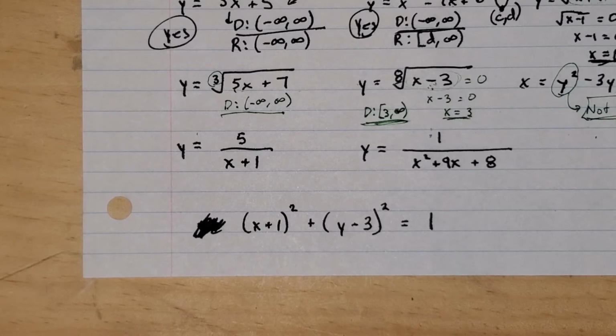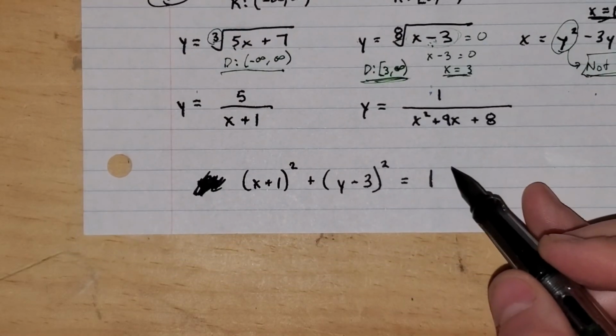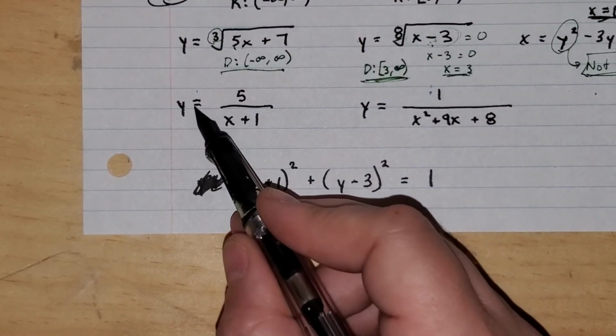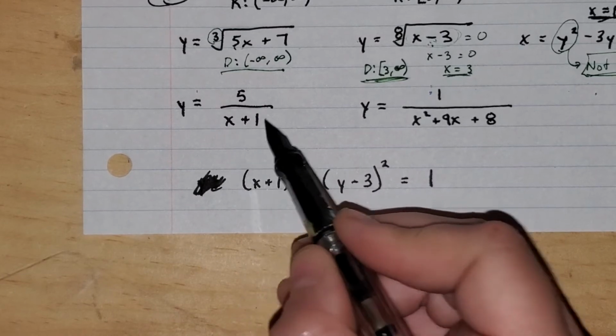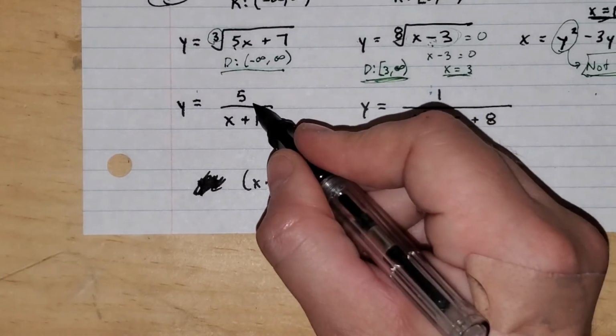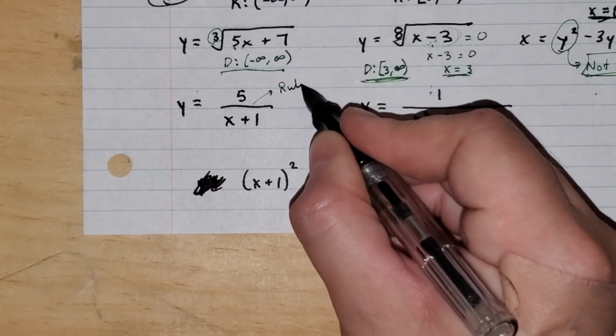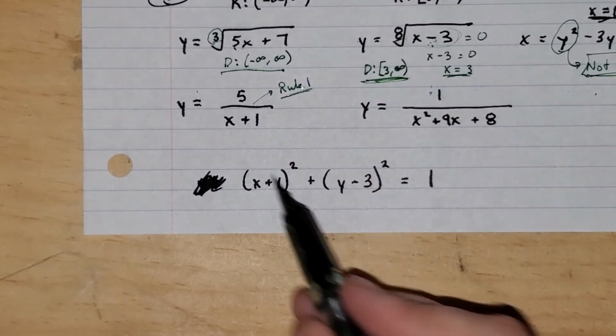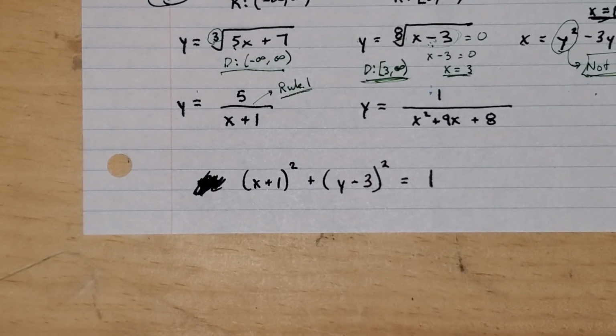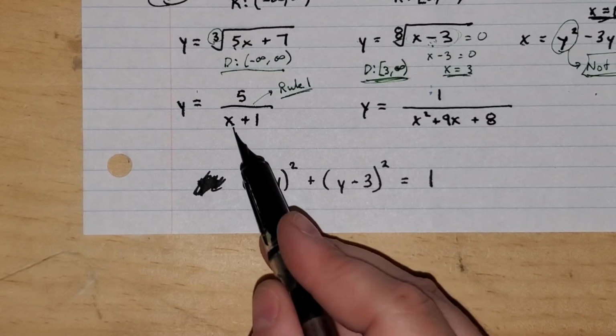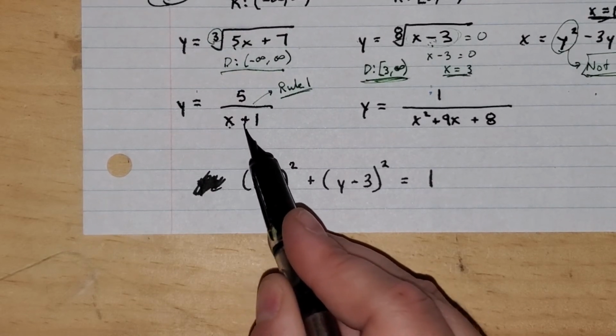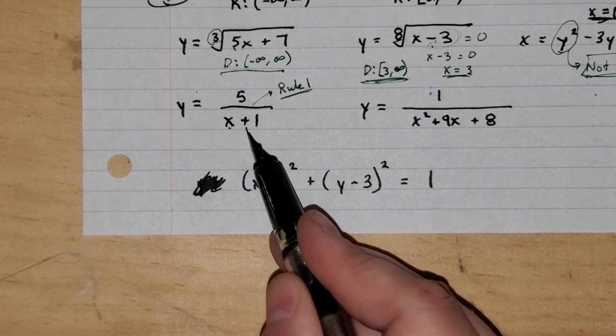Let me get to these last couple. All right. Y equals 5 over x plus 1. This breaks rule 1. Why? Because I'm dividing by x plus 1. Use your imagination. If I put a negative 1 here, what's negative 1 plus 1? It's 0.